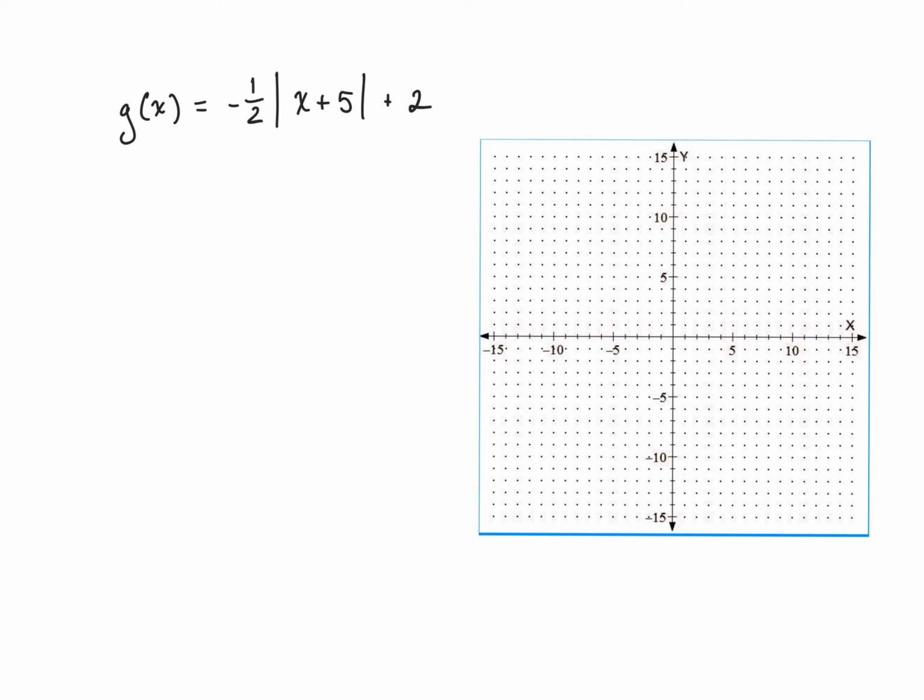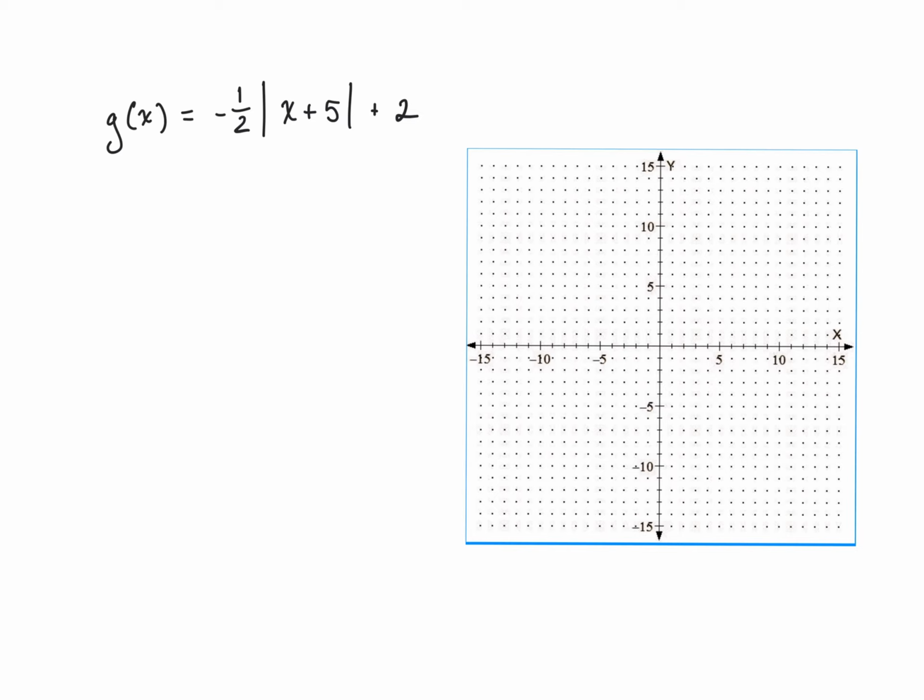For this one, we have a different scenario going on. I am now putting a multiplier of negative 1/2 out front. So let's take a look at what happens when we do that. Let's do the same thing, but this time, instead of making a table like we did before, I'm going to use our rules. Our rules say the vertex should go opposite of this, which is left 5, but the same as this, so up 2.